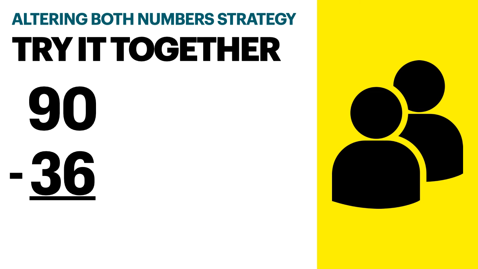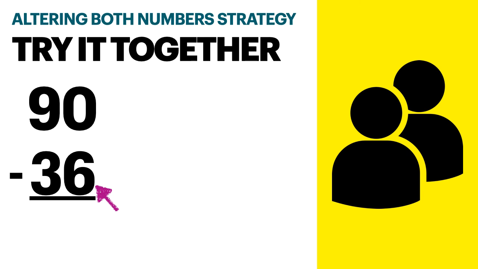Let's try one together. 90 minus 36. First, let's check if this is a good time to use the altering both numbers strategy. Is this a subtraction problem that requires regrouping? Yes, it is, and I can tell this requires regrouping because this 0 in my ones place is fewer than the 6 I need to take away from it. Now, I know I can change these numbers by any amount as long as I change them the same amount. To make it simple, I'm going to make 10 so I get a 0 in this ones place.